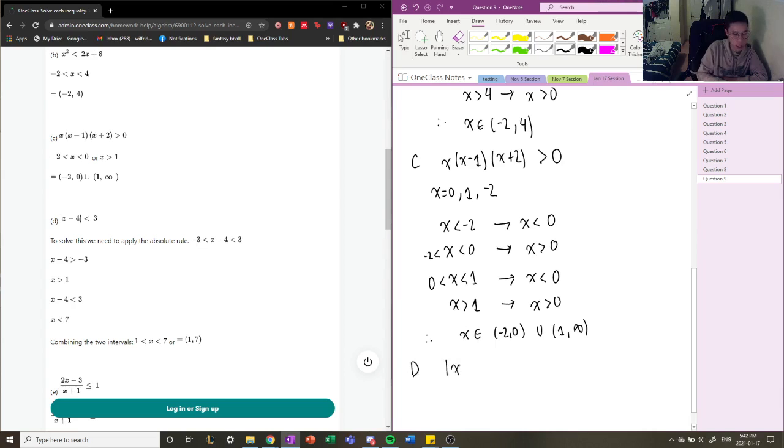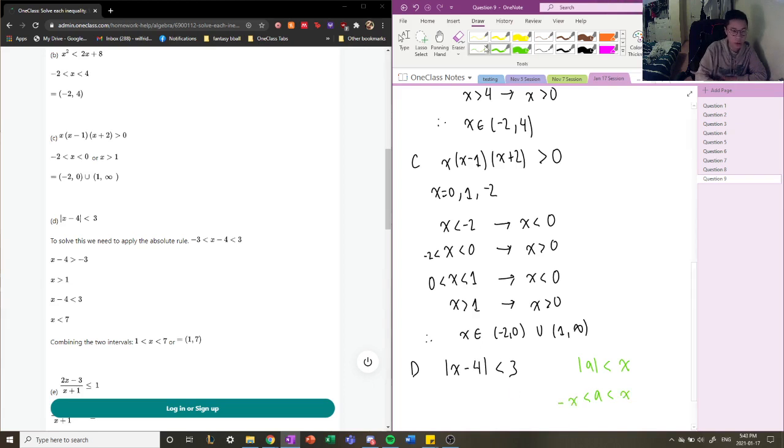So D is asking us for the absolute value of x minus 4 is less than 3. Okay. So there's a rule about absolute values which states that the absolute value of a less than, let's say, x is equivalent to saying that we want a less than x and also greater than -x.